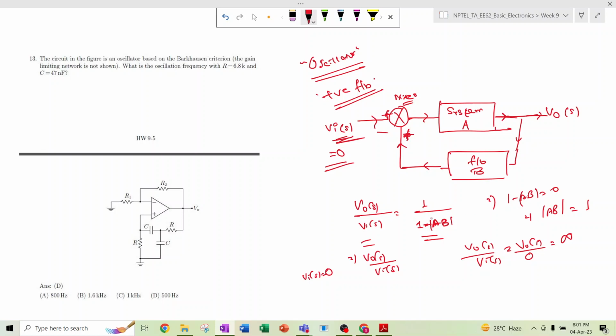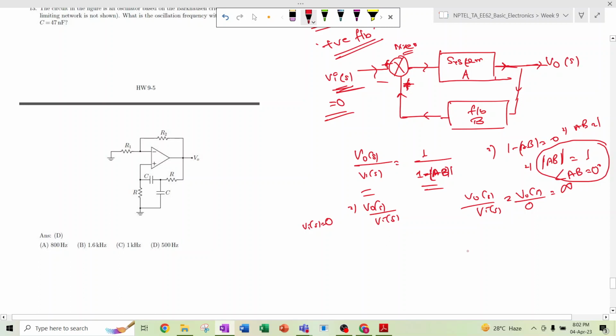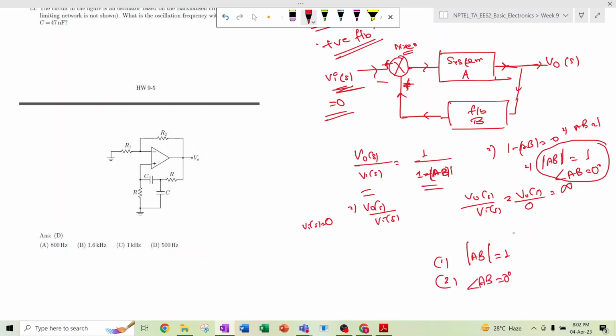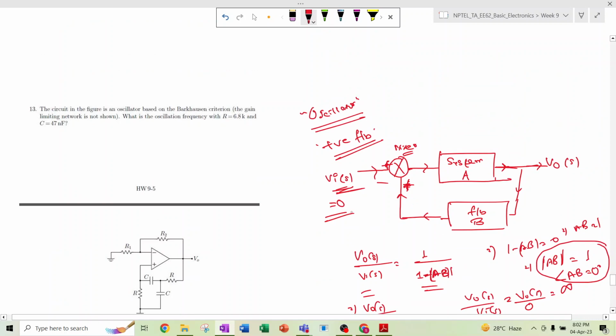And one more thing, AB is equal to 1, that means the mod of AB is equal to 1, and the angle of AB should be 0 degrees. These are the two basic conditions regarding the oscillation of the system. If any system satisfies these, that is mod AB is equal to 1, this is the first condition, and the second condition is the angle of AB is equal to 0 degrees. This refers to the Barkhausen criteria. Then the system is said to be an oscillator.